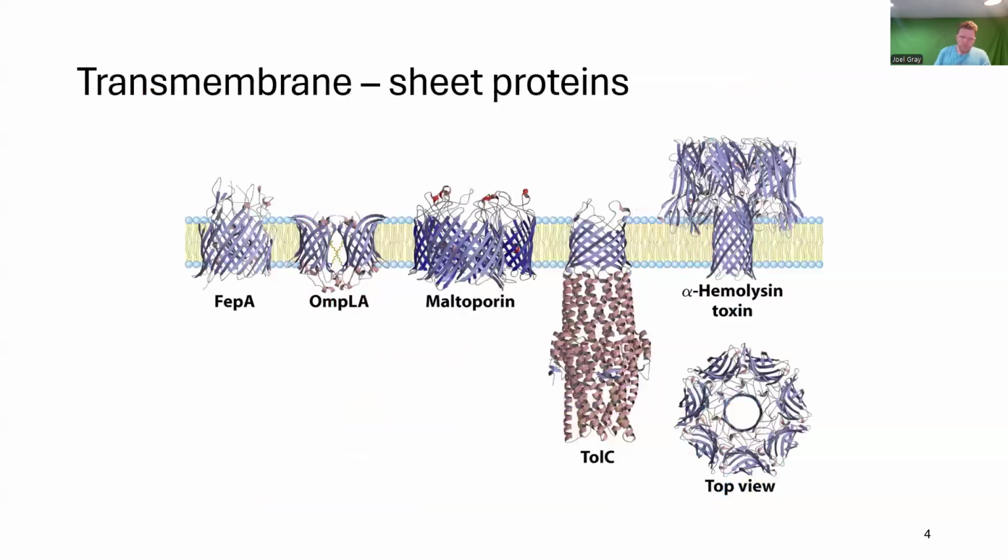Now, transmembrane proteins don't have to be alpha helices. They can be made up of beta sheets. So that secondary structure can be a beta sheet, in which case you'd have things like this.